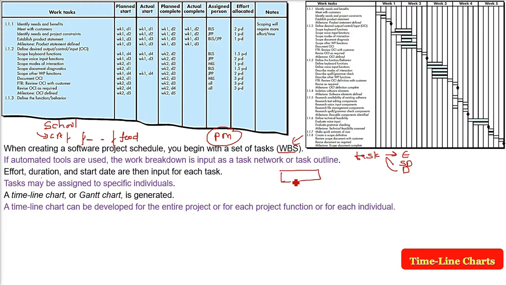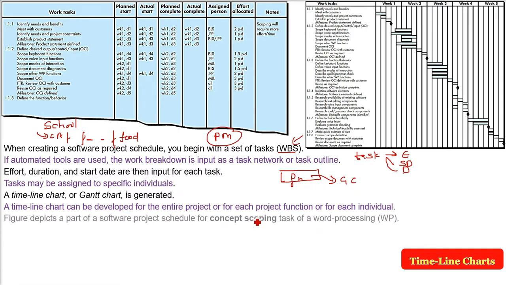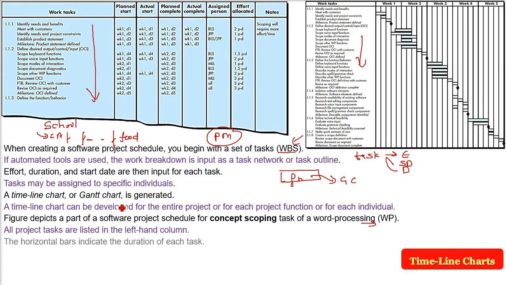You can make it for the whole project, or you can also make it for a function if it is big and having a significant impact. So let us see, this is an example of a software project schedule for a concept scoping task of, say, word processing. Here all project tasks are listed on the left hand column. These are all the tasks you need to complete.